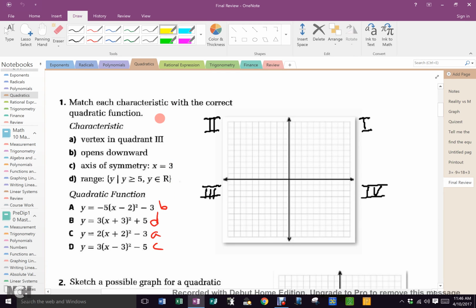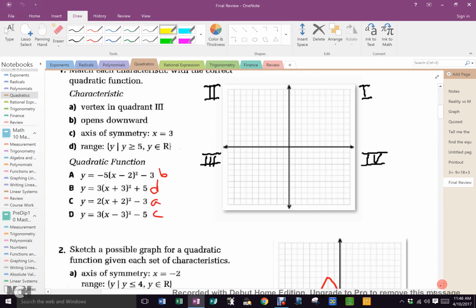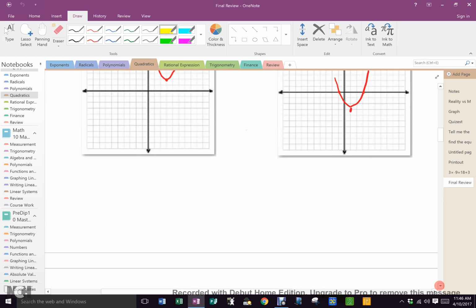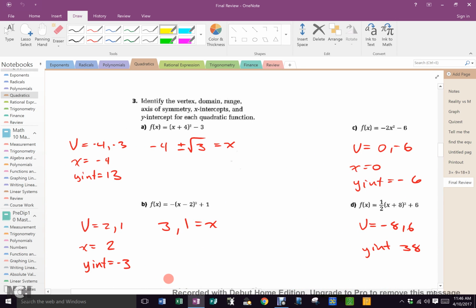Okay, guys, I'm not going to go over these. You should be able to do that now. And I'm not going to go over these because you should be able to do those on your own. But I will go over all of these. So vertex, this should all be fine, right? Except for maybe the y-intercept.